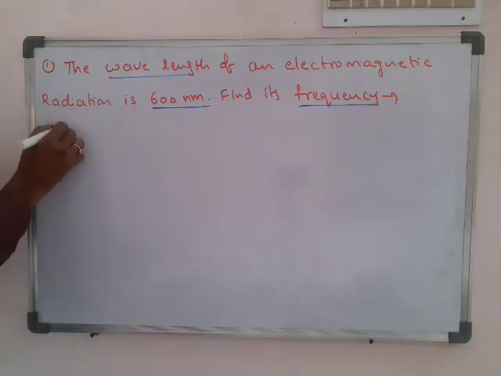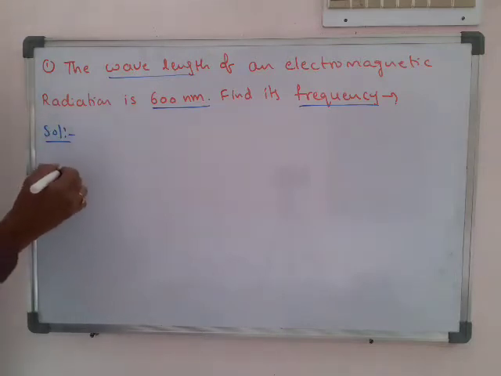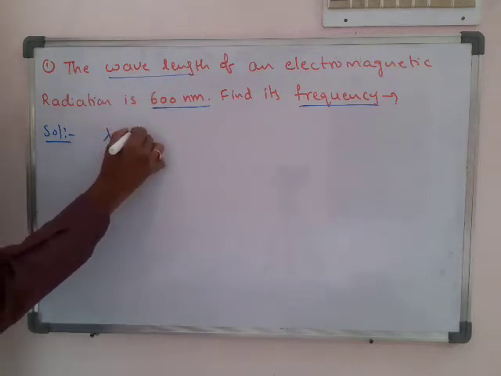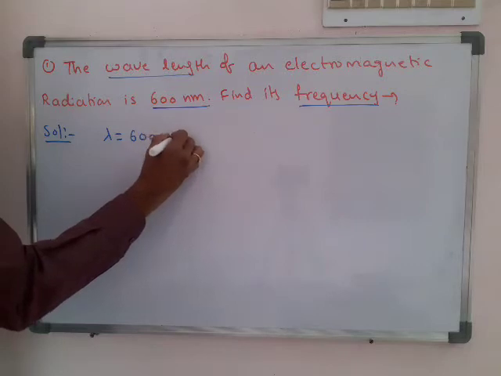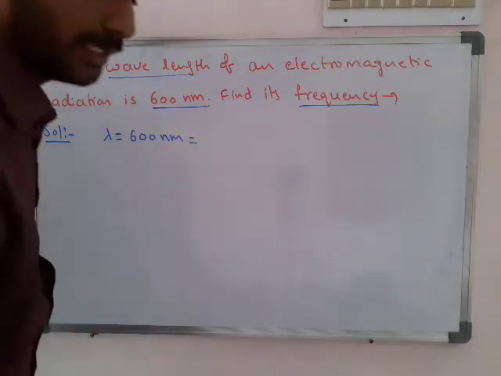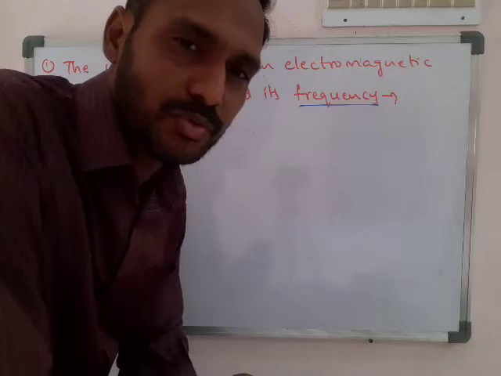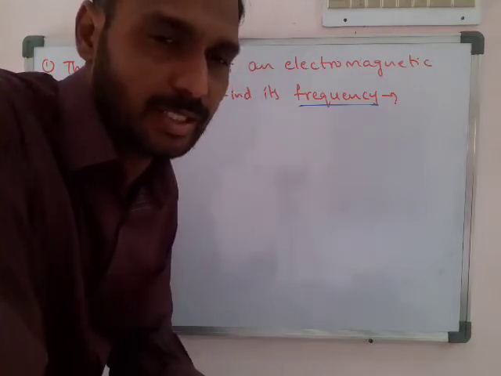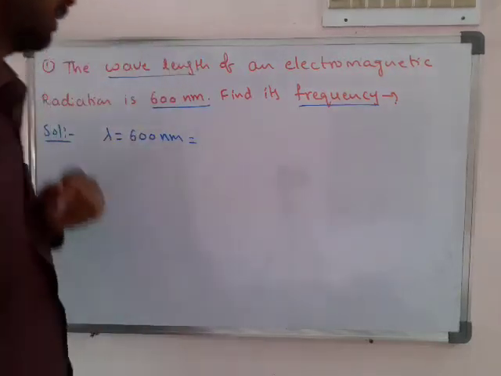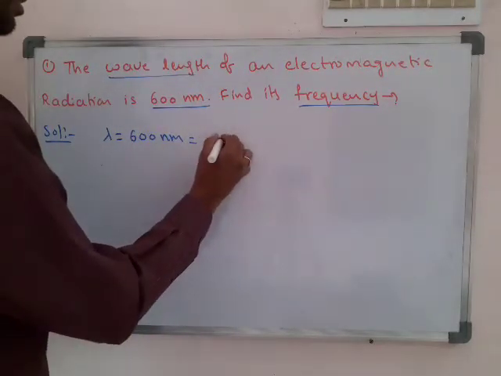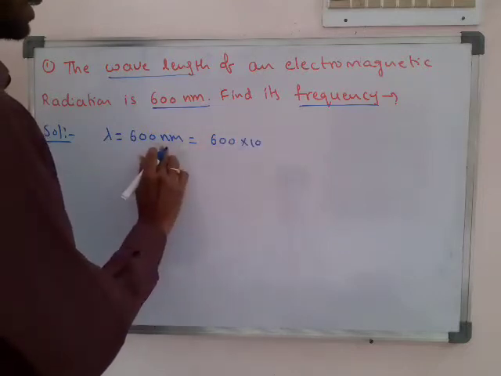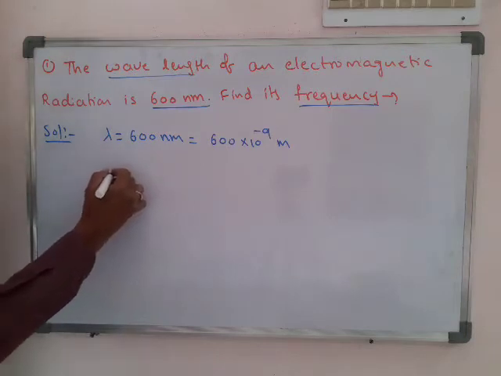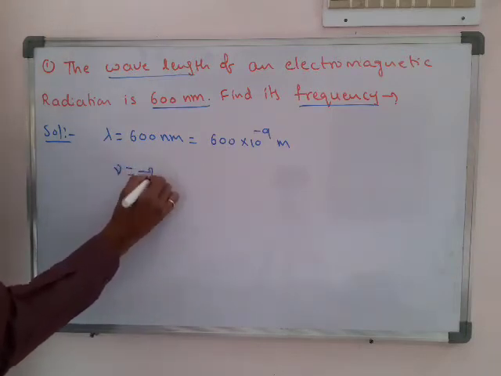So very simple. There are basic formulas. What is given? The wavelength, lambda, is given as 600 nanometers. Remember that we always have to do the calculations in terms of meters or centimeters. Convert it into meters: 600 into 10 power minus 9 meters. We have to find frequency.